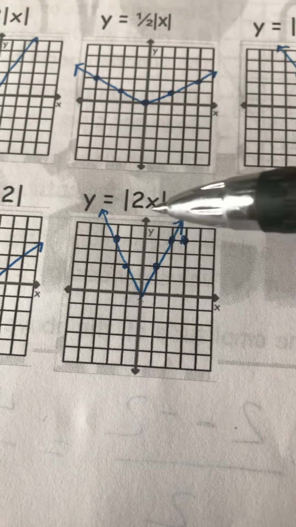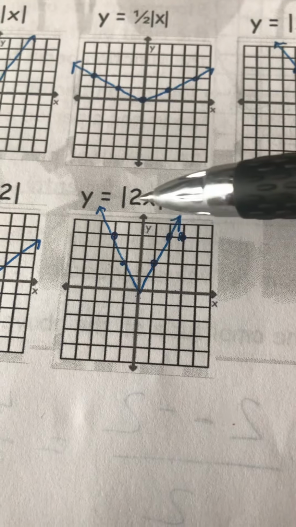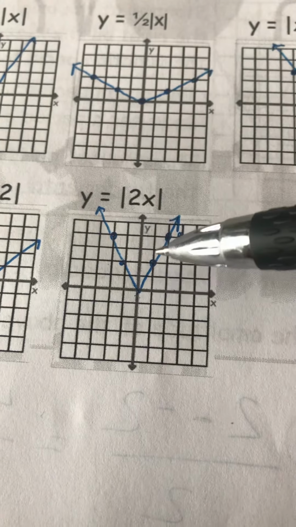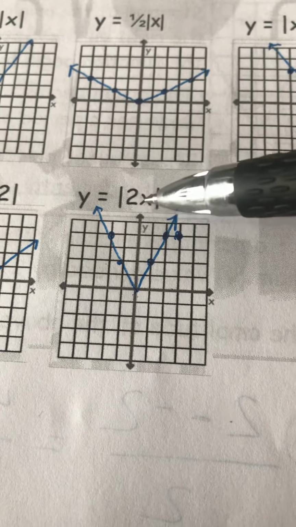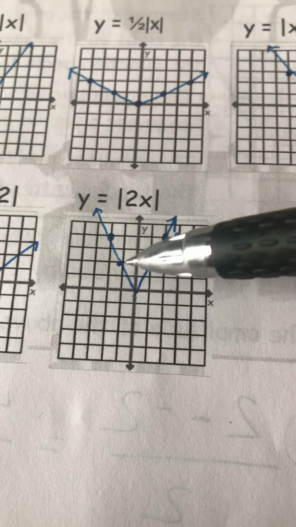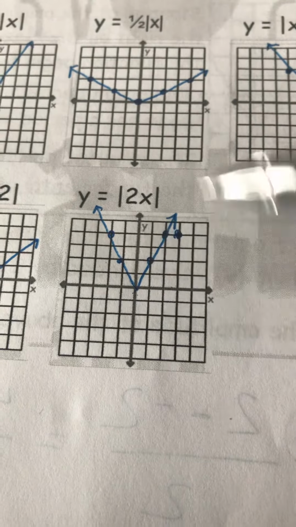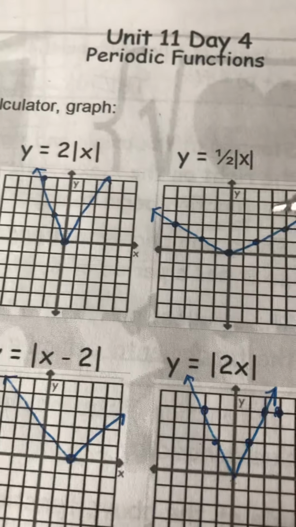But again, because we're in the absolute value, if we plug 1 in, 1 times 2 is 2, the absolute value is 2. Well, if we do negative 1 times 2 is negative 2, the absolute value of negative 2 is positive 2. So again, this graph is going to look very similar to this graph.